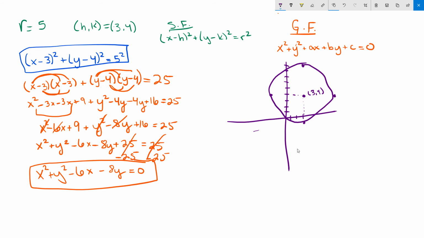But yeah, that's it, guys. That's the whole process on how to get from the standard form to the general form. If you guys are interested in going from the general form to the standard form, that'll be in another video.